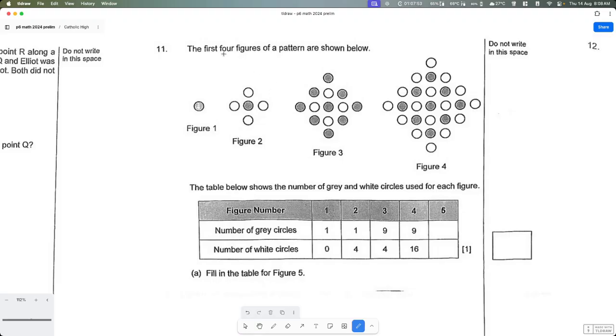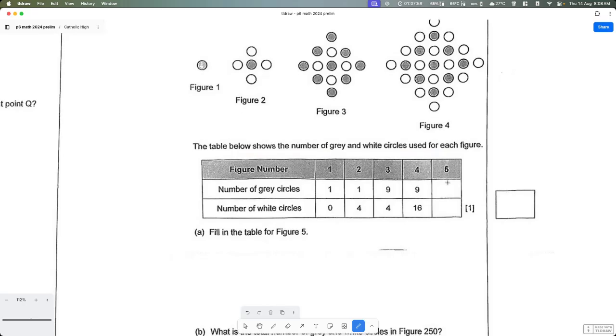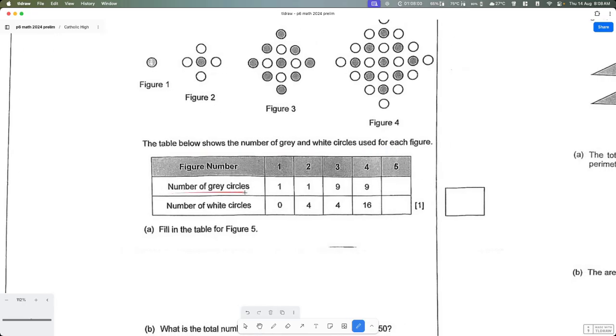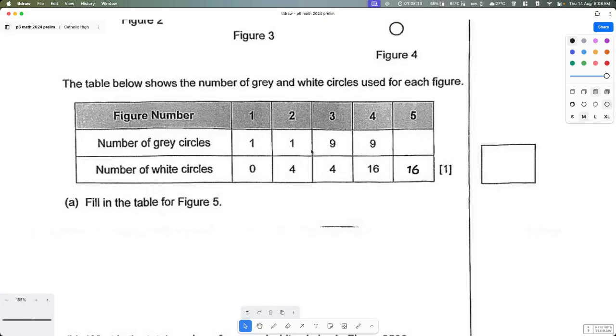Question 11. The first four figures of the pattern are shown below. Then you see all of this over here. So number of gray circles, number of white circles. I see over here 1, 1, 9, 9, 4, 4, 16, 16. So over here, we can say this is 16. Over here, 1, 1, 9, 9.